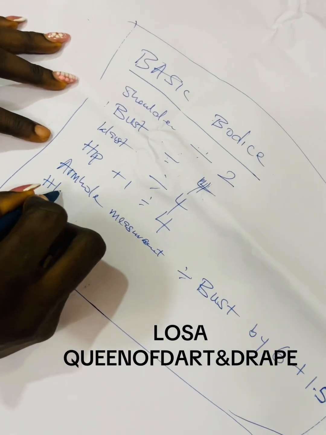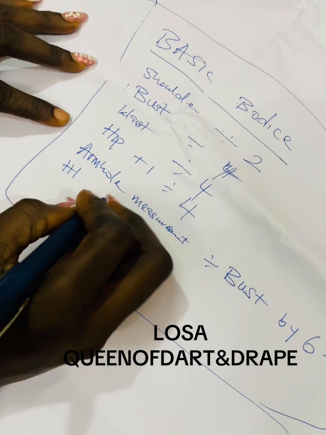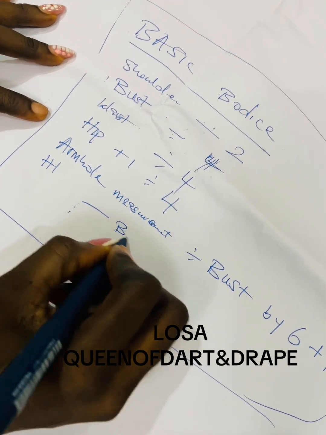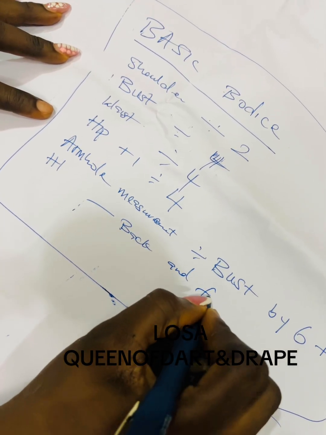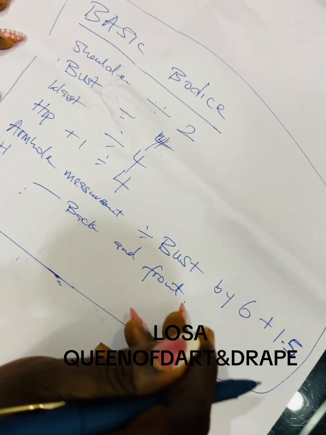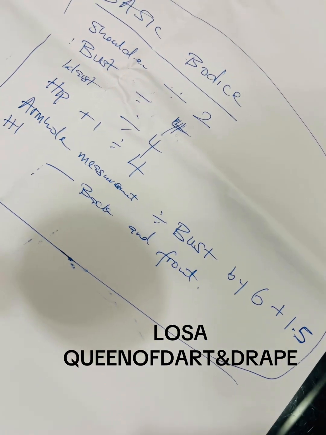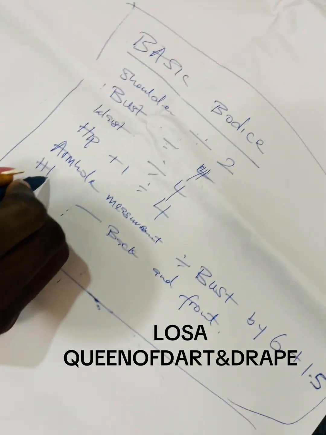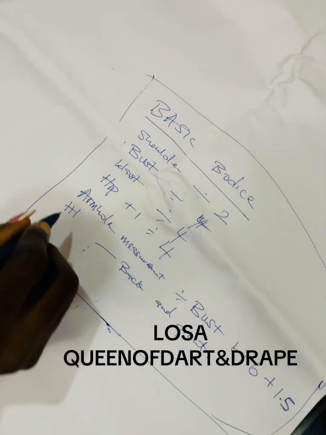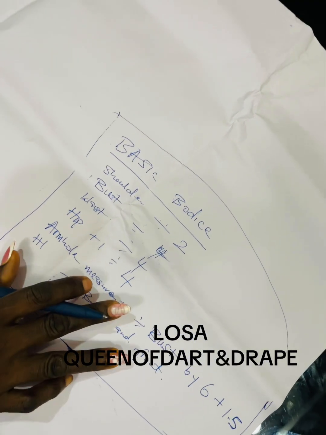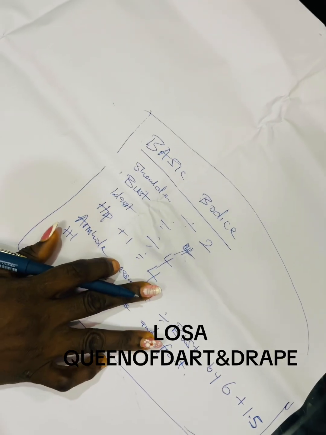half length measurements for the back and front. Yes, I know some people will be thinking back and front they have different measurements. Yes, the back and the front have different measurements. So these are the measurements we'll need so far for these basic bodies.